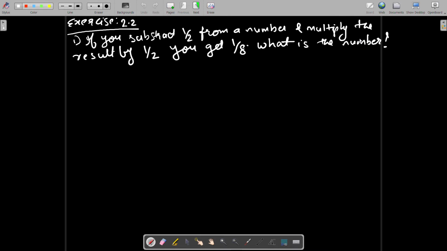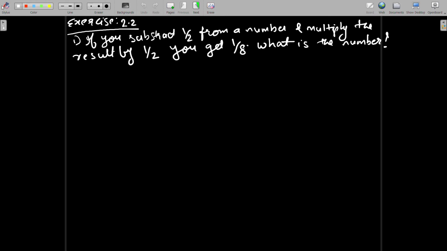Now, in our earlier chapters, we had seen some of the examples related to word problems, right? Now, in this lecture, what we will see is some of the examples related to exercise 2.2 of chapter 8 in linear equation. Now, in exercise 2.2, the first question is: if you subtract 1 by 2 from a number, what we need to understand very carefully.